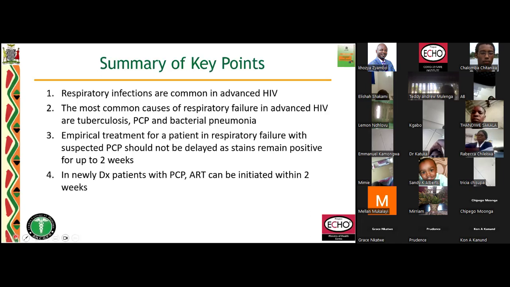So just to summarize, again, respiratory infections are very common in advanced HIV. And the most common causes of respiratory failure are tuberculosis, PCP, and bacterial pneumonia from the evidence that we have available. So if we have a patient with respiratory failure and advanced HIV, then we should not delay the treatment for PCP, waiting for results. And then in newly diagnosed patients with PCP, these are newly diagnosed HIV patients, we can start the ART within 2 weeks.